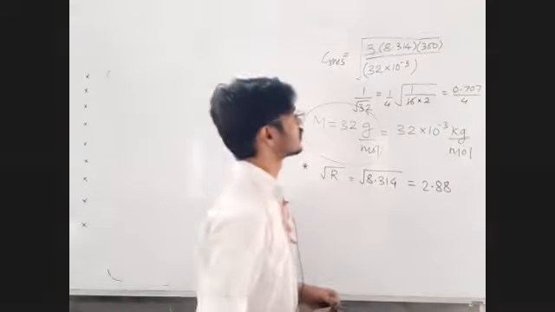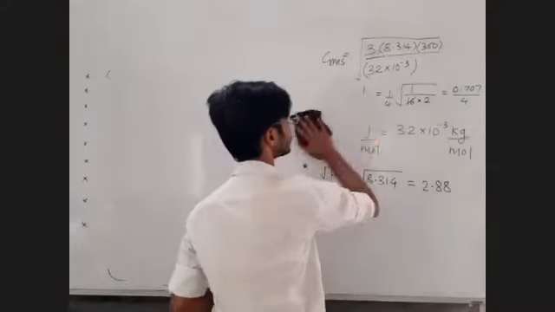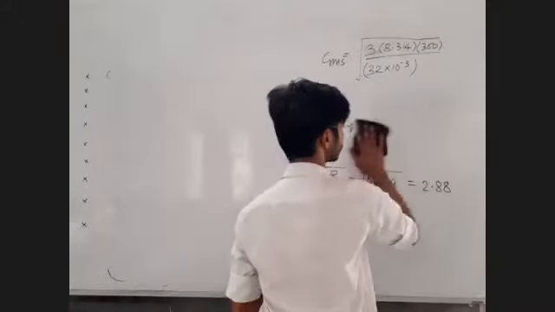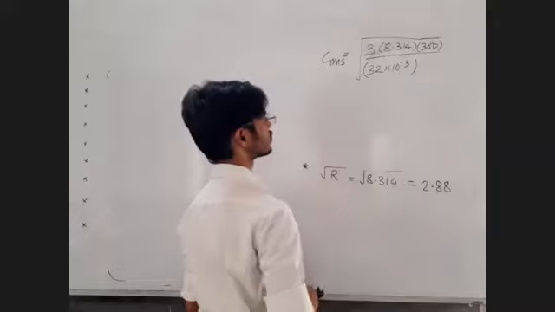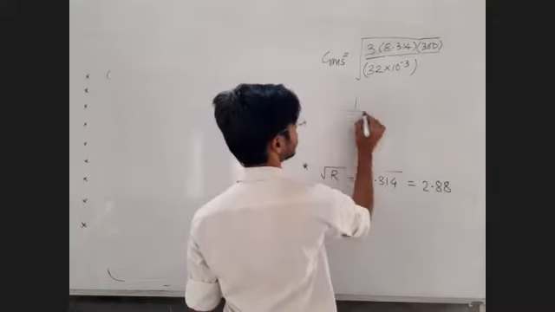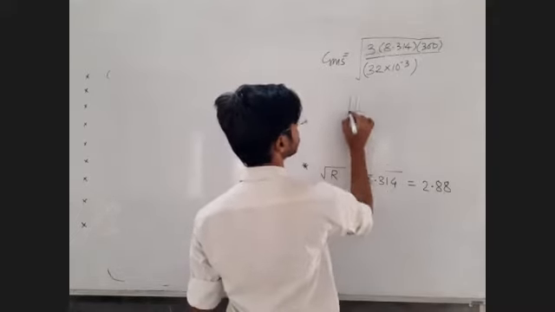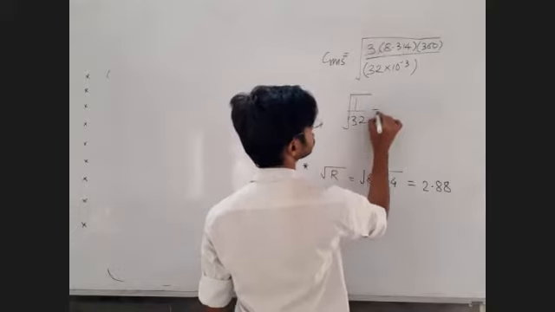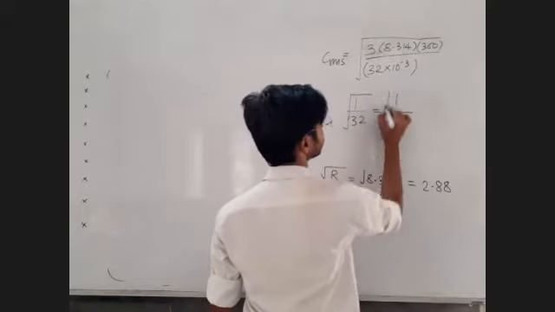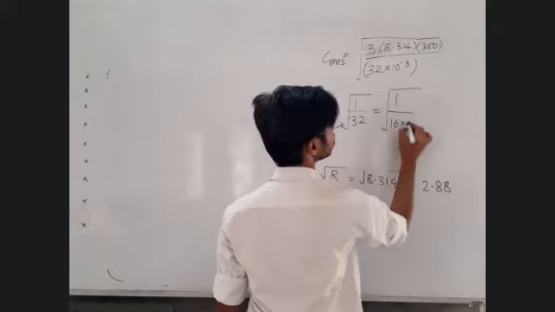Fine. So we were looking at the trick to find out the square root of 32. See how the square root of 32 was calculated. It is something like this: 1 upon 32 it was. So we wrote it as under root 16 into 2.